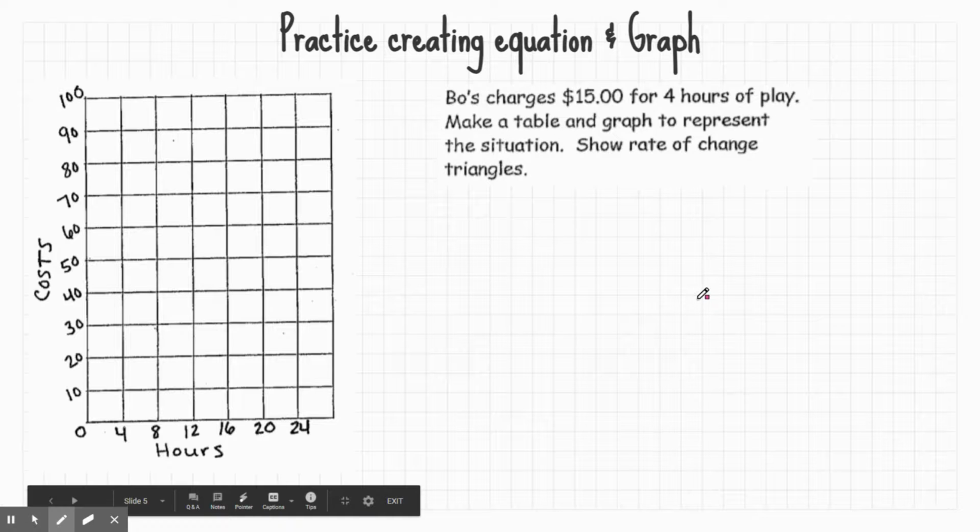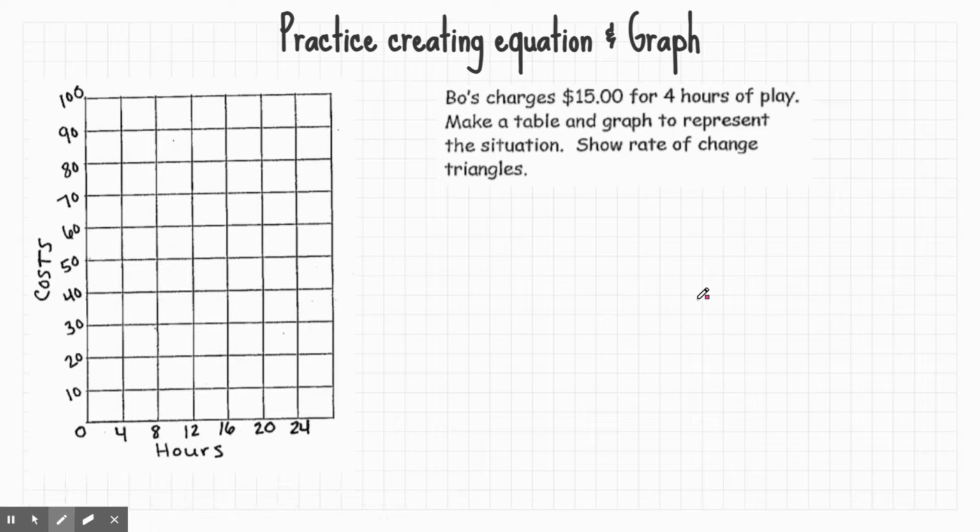All right, here is the final problem. We're going to practice creating a graph from a word problem. So it says Bose charges $15 for 4 hours of play. Please make a table to represent the situation. Show the rate of change. Okay, so 15 hours for 4. So that's basically giving us 1 point.